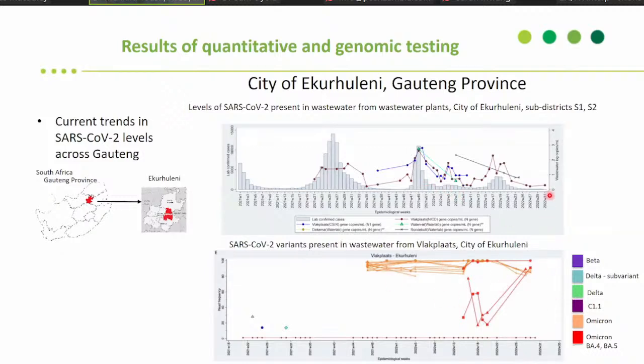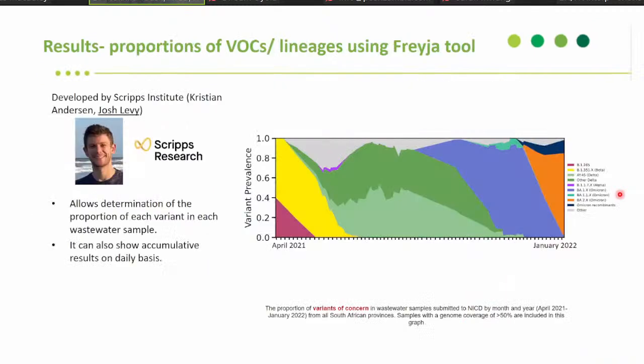So this is how we generate our results for the entire data set, for all the wastewater treatment plants, but for the sake of time, I'm just showing a few examples. The second part of the analysis that we have done uses the Freyja tool. And here we're trying to show the overall proportion of the variants of concern and lineages that we detected in the wastewater treatment plants in South Africa.